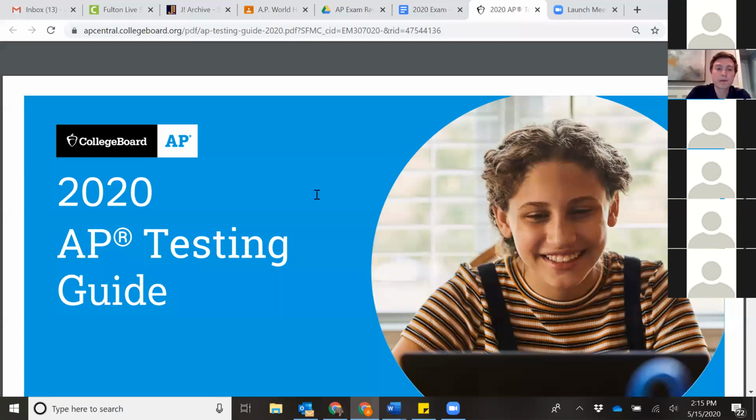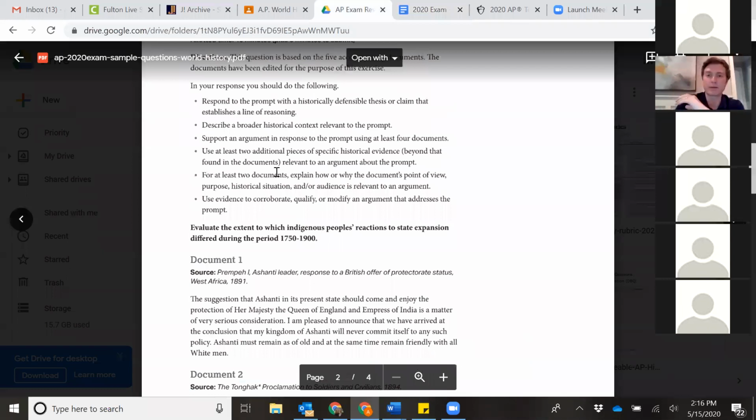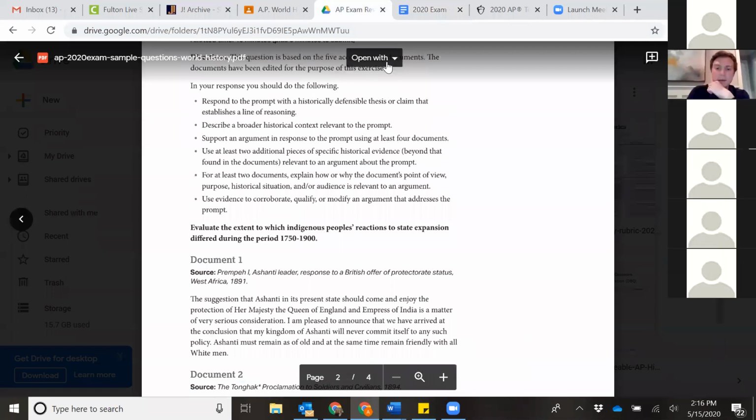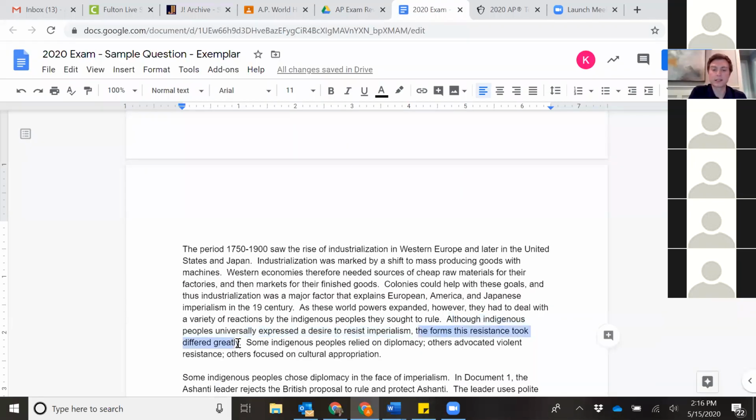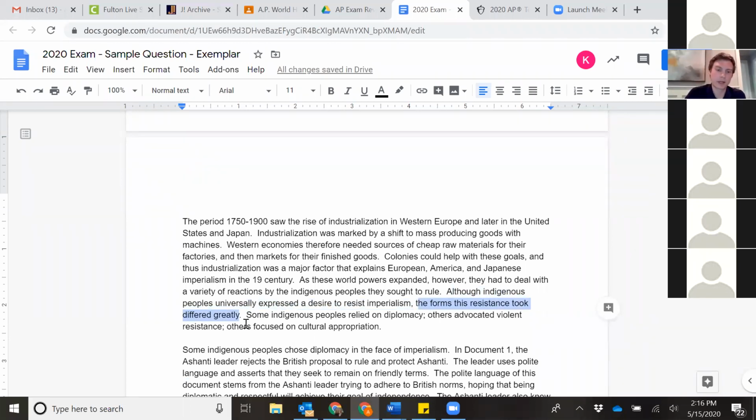The prompt is to evaluate the extent to which they were different. I'm going to capture that by saying, although indigenous peoples universally expressed a desire to resist imperialism, the forms this resistance took differed greatly. So although they were similar in this way, they were different in these ways. Some indigenous peoples relied on diplomacy, others advocated violent resistance, others focused on cultural appropriation.